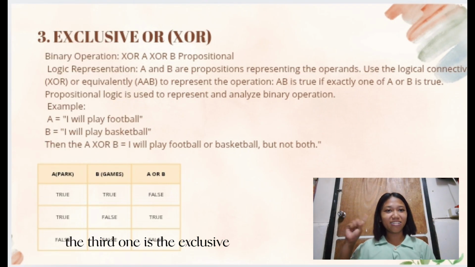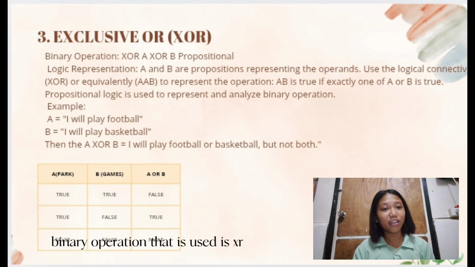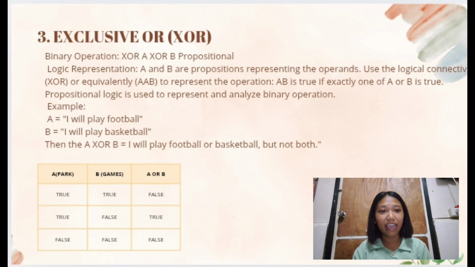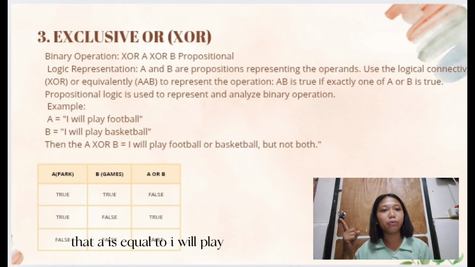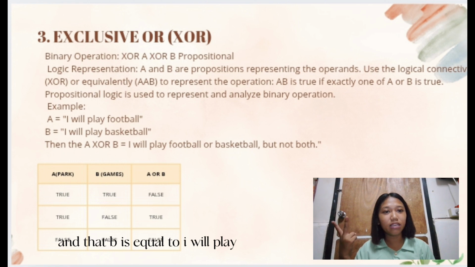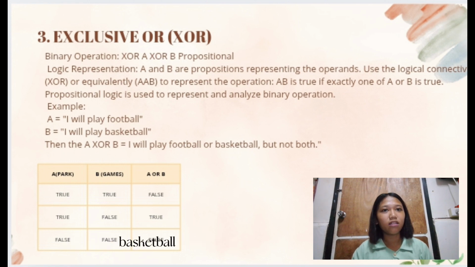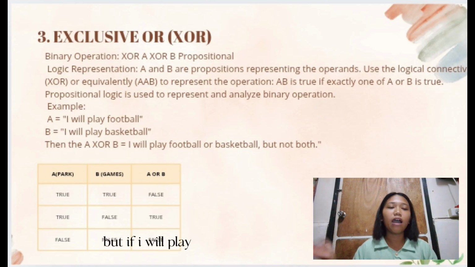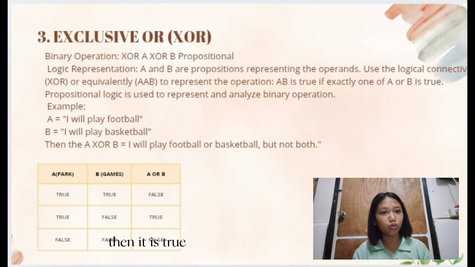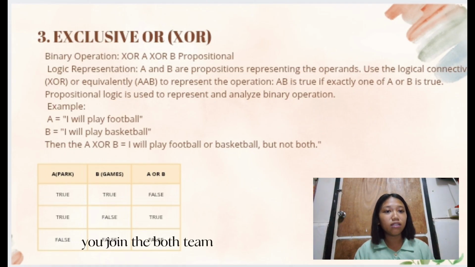The third one is the exclusive or, XOR. The binary operation that is used is A XOR B. For example, let A be "I will play football" and let B be "I will play basketball." Then A XOR B is "I will play football or basketball but not both." If I play football, then it is true. If I play basketball, then it is true. But if I play both, A XOR B is false because you join both teams.